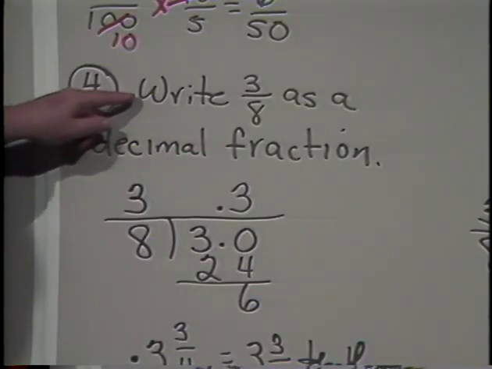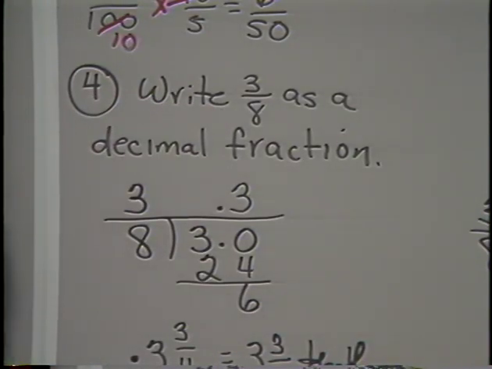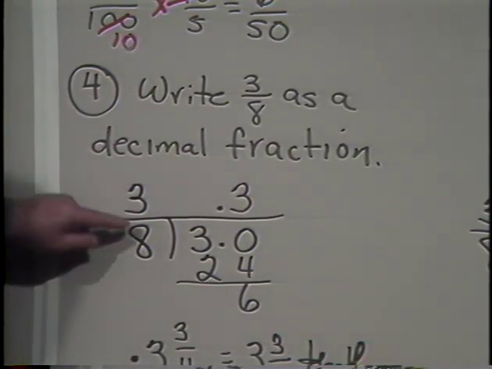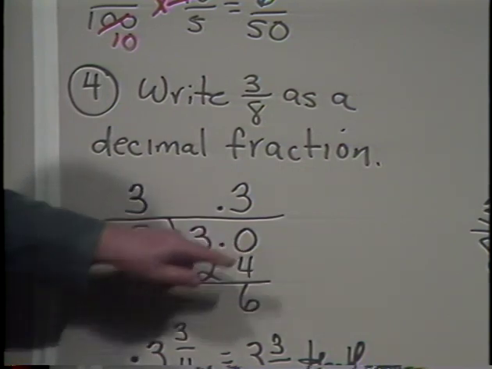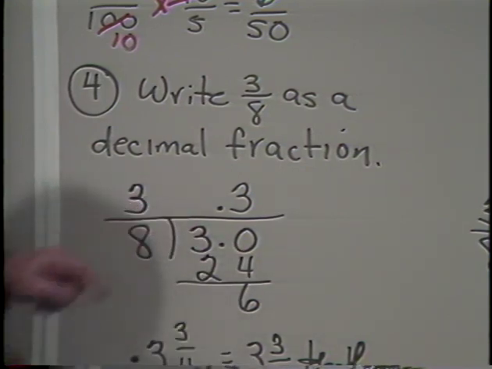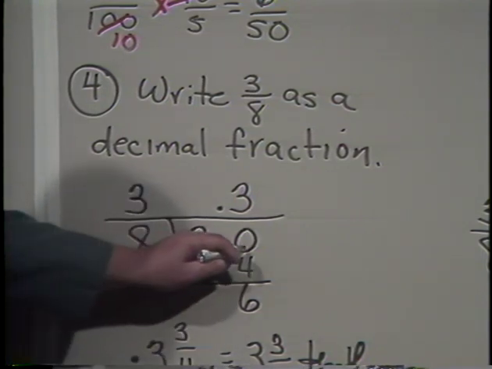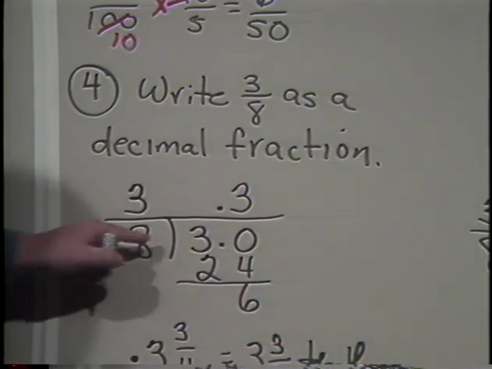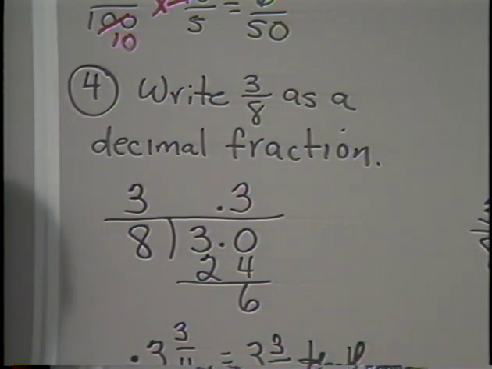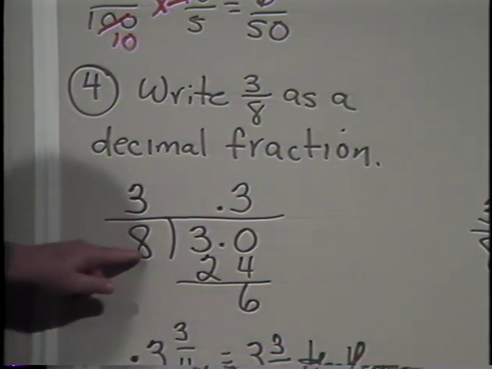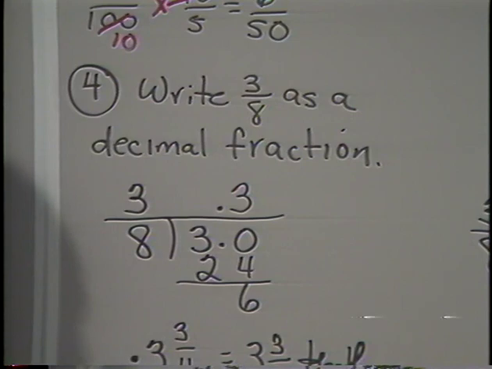So suppose the problem said, write 3/8 as a decimal fraction. 3/8 is 3 over 8, so we divide. Remember what we do? We swing the 3 down. Obviously, 8 doesn't go into 3, so we make a decimal point, annex a 0, then we say what? 8 goes into 30 3 times. 3 times 8 is 24. 24 from 30 is 6.